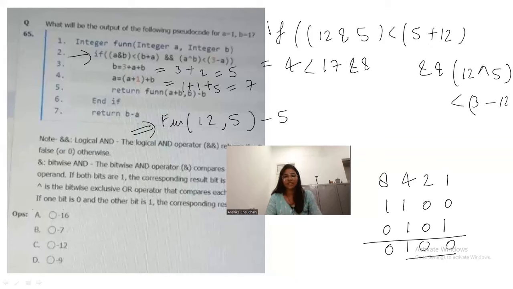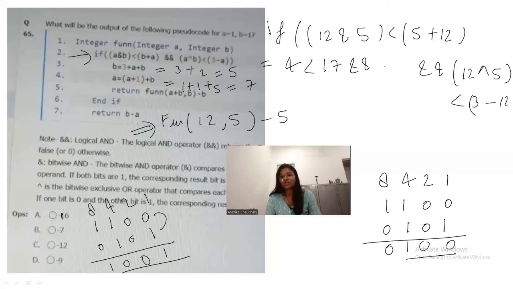So let's come here. 1100 is the value of 12 and 5 is 0101. So let's find out the XOR. XOR works when both the values are different, so it will give us 1. So here both the values are different, so it will give us 1. 0001101. So what will it become actually? 8421. So it will become 9.